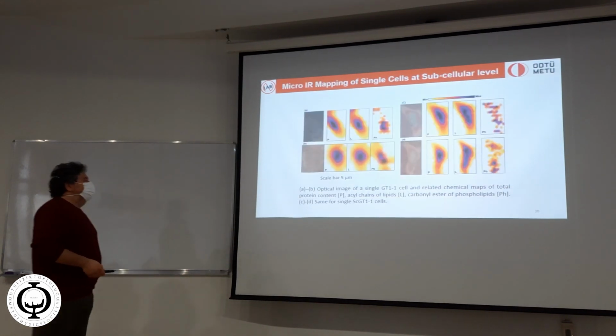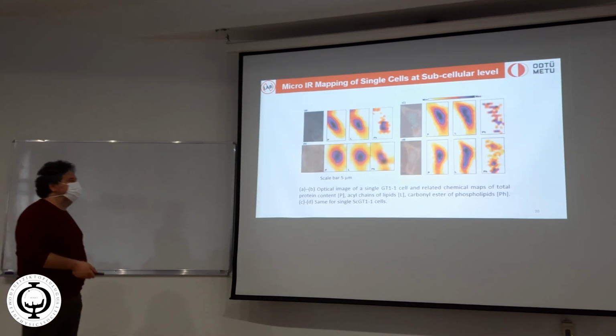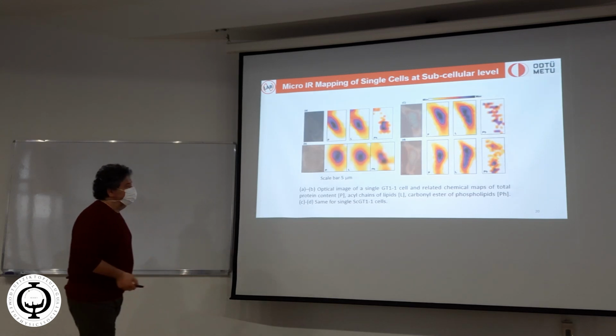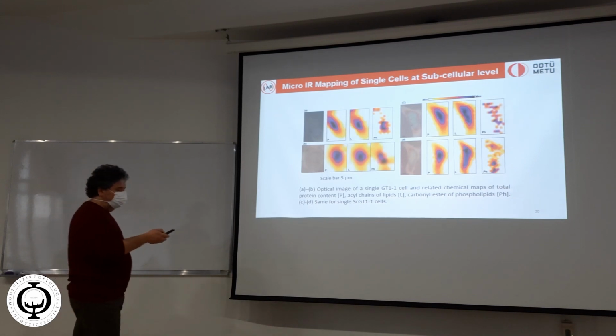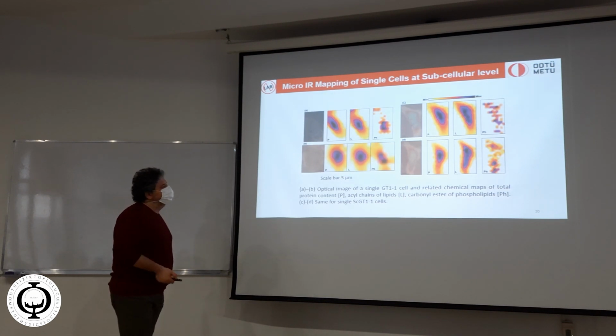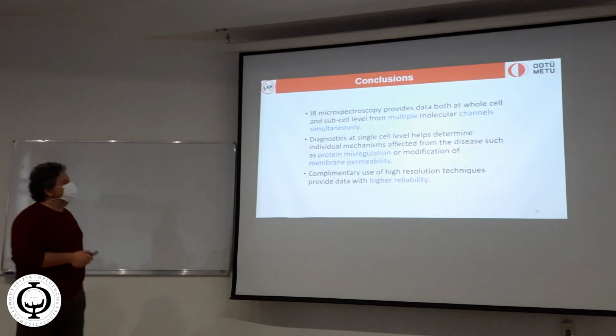And these are some distribution of these different proteins and lipids and other components in the cell. You can make maps out of the distributions of these materials on a single cell level. All right, I'll go quickly through that.